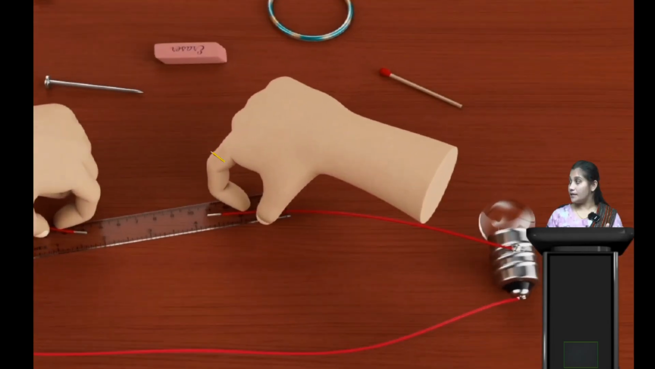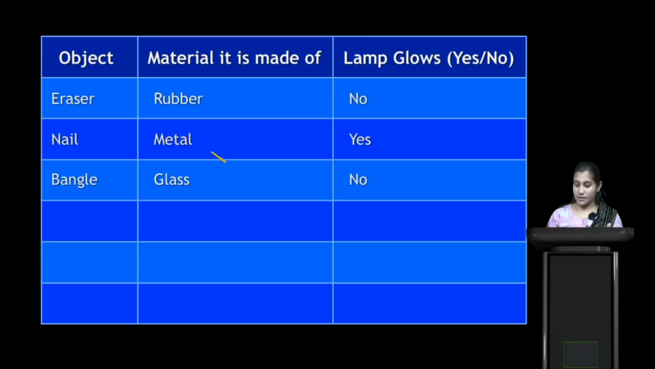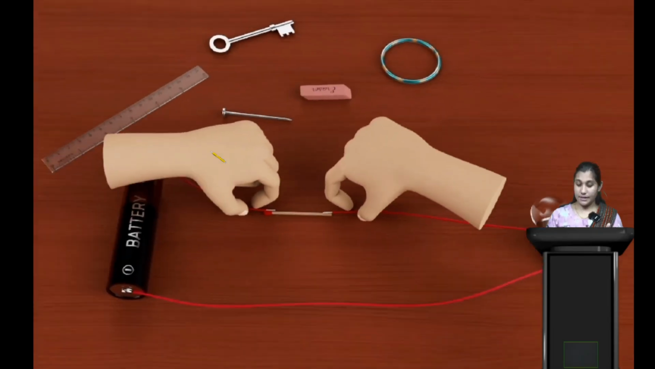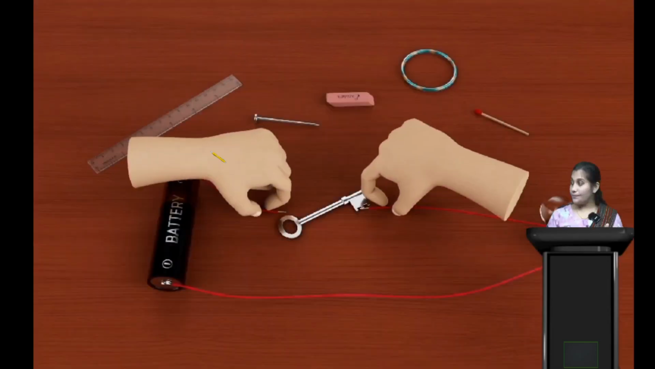And then we have taken a scale. We have allowed the wires to touch the ends of the scale and we observe whether the lamp glows or not. See, the lamp doesn't glow because the scale is made up of plastic material. Okay. See, now we have taken the matchstick and we have allowed the wires to touch the ends of the matchstick. Still the lamp doesn't glow. And we have recorded our observation because the matchstick is made of wood, so it doesn't glow.